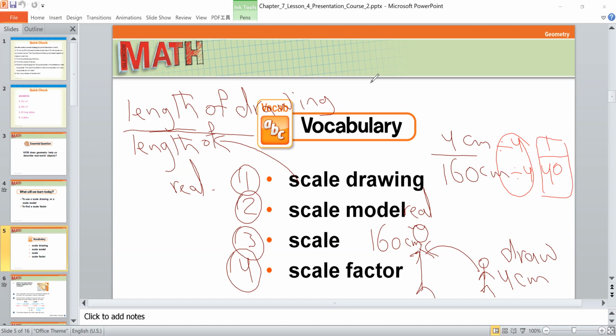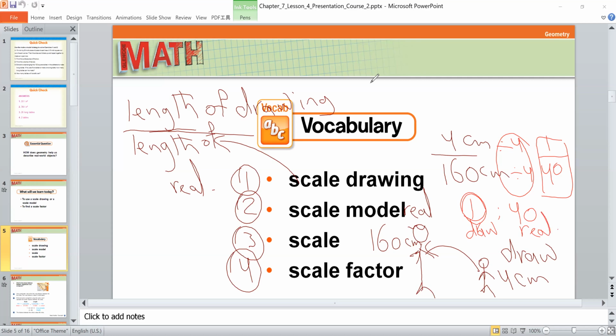What does it mean, 1 over 40? It means every 1 centimeter in the drawing equals 40 in real.